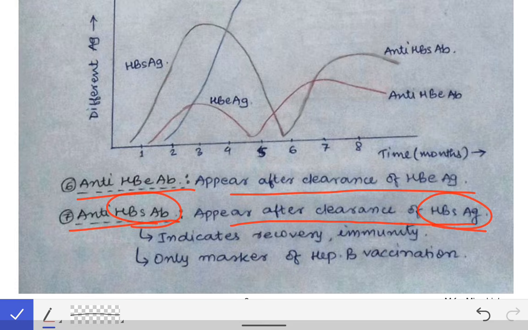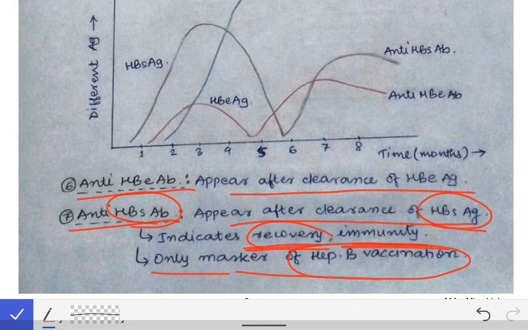Now coming to what this HBs antibody indicates. This indicates either recovery or immunity. Remember, this is the only antibody that we see after the hepatitis B vaccination. So once the hepatitis B vaccination is done, then only this anti-HBs antibody is seen. So this indicates either recovery or immunity due to the hepatitis B infection.